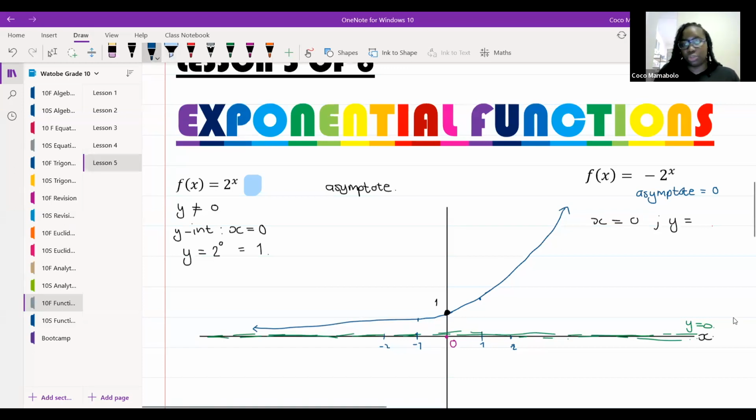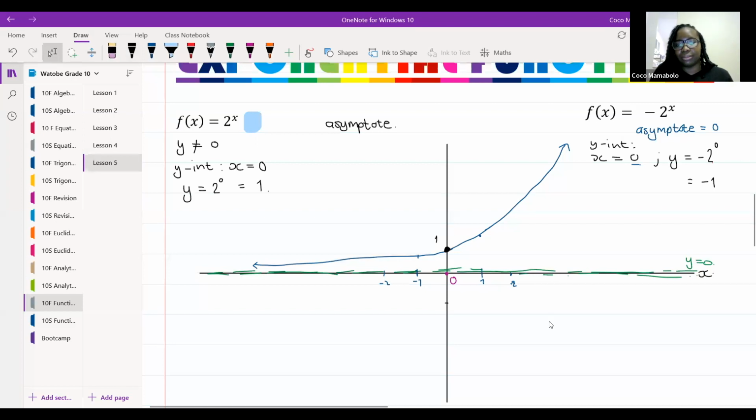Now, guys, I'm going to ask you, if x is equal to 0, what will y be equal to? Because I'm then going to get -2 to the power of 0. What will my answer be here? 2 to the power of 0 will give me 1, but there's already a negative in front of it. So what is my answer? That's it, excellent. My answer will be -1. So my y-intercept, where x is equal to 0, will be down here. Okay, -1. So that's the point.